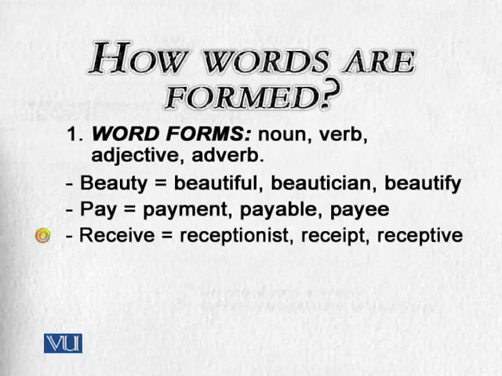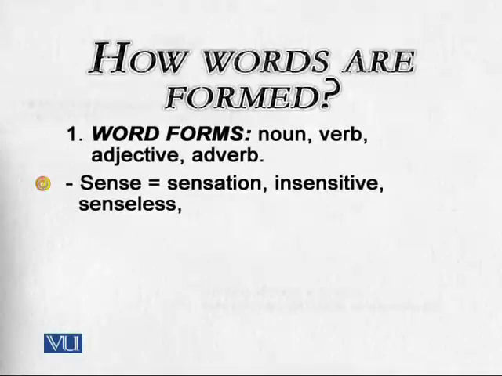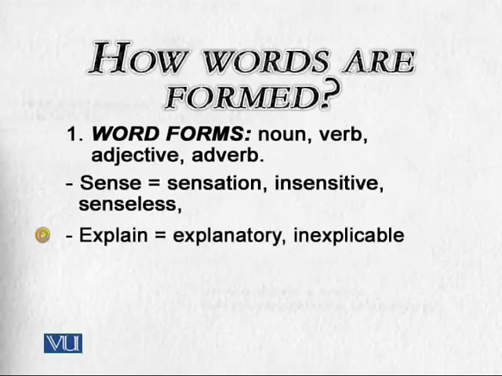Next example is receive. From receive, you can make receptionist. You can make receipt. You can make receptive. Some more examples. Describe. Of course, describe is a verb. You can change it into a noun, description. Then descriptive and indescribable. Then comes sense. From sense, sensation, insensitive, senseless. From explain to inexplicable or explanation.